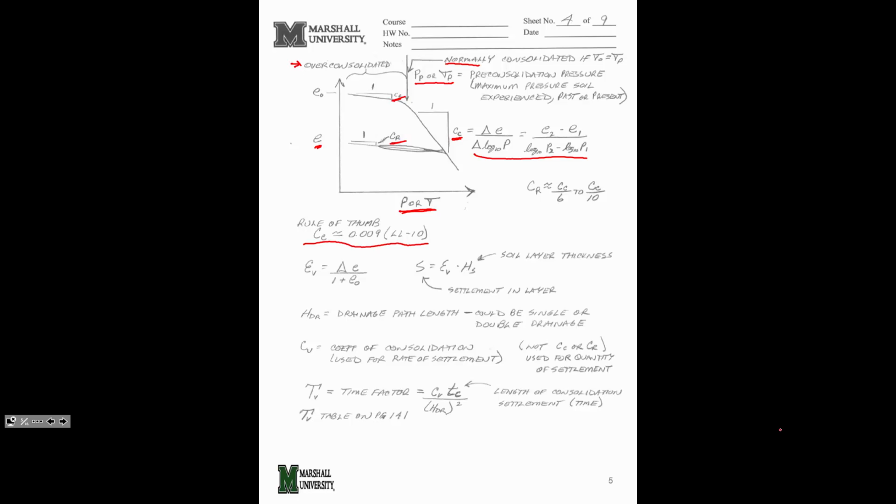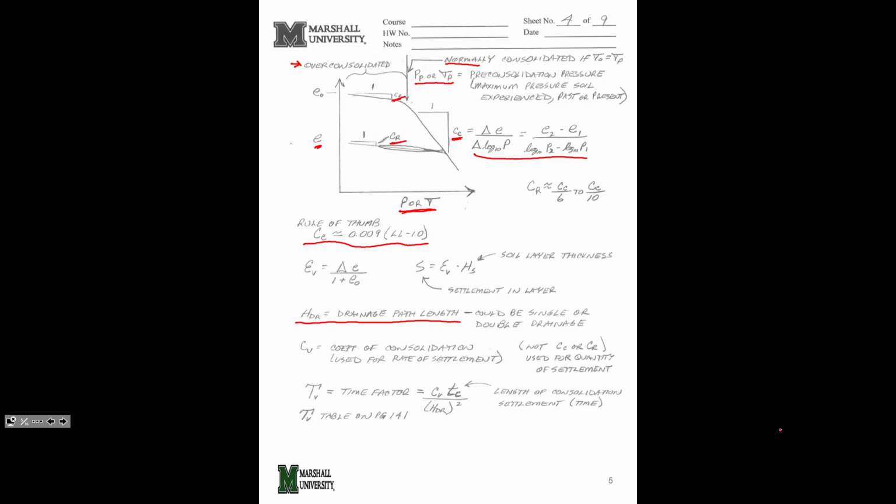If you're doing consolidation time rate work, remember HDR, the drainage path, is how far the particle of water has to travel the farthest, whichever location that is. If it's drained only at the top, it's got to go from the bottom of the layer all the way to the top. If it's drained top and bottom, it's got to go from the center, one way or the other. So make sure you keep track that HDR is different from H.